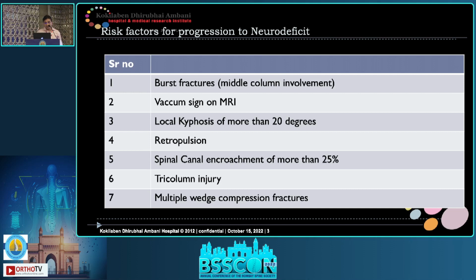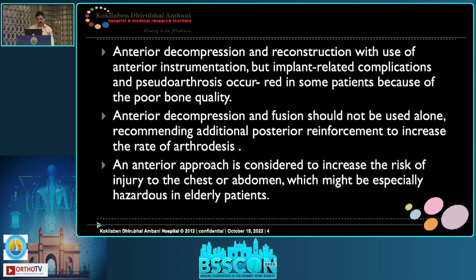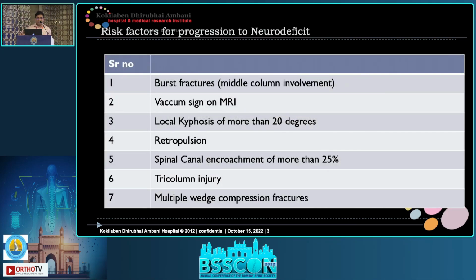One is burst fracture, middle column involvement, vacuum sign, local kyphosis more than 20 degrees, retropulsion, spinal canal encroachment of more than 25 degrees, tricolumn injury, and multiple wedge compression fractures. So if a patient in your X-ray has more than 3 of these signs present, then he is at a risk of progression to neurological deficits.